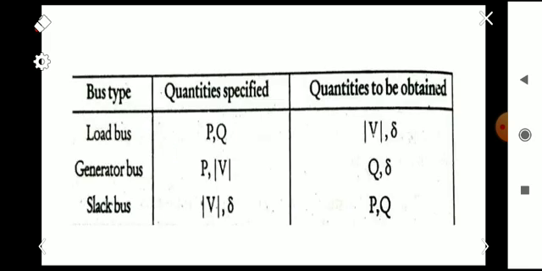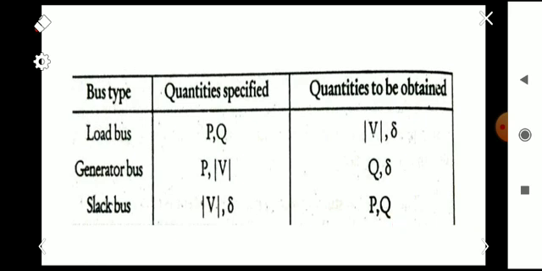Before going to that, I am reminding some terms, the different buses we are using: load bus, generator bus, and slack bus. We are just recollecting the terms. For the load bus, the specified values are P and Q. The quantities to be obtained are the voltage magnitude and its angle delta. For the generator bus, the real power P and voltage magnitude are specified. We have to find the reactive power Q and angle delta. For the slack bus, the voltage magnitude V and delta are specified, and we have to find P and Q.